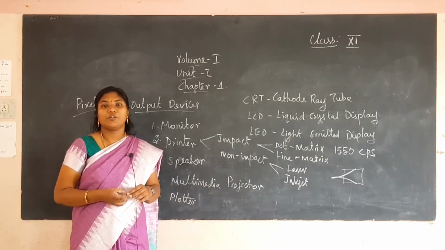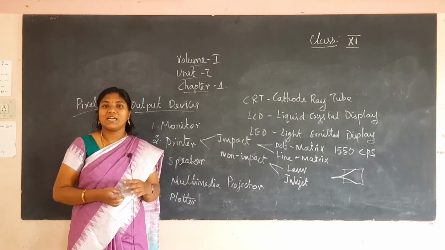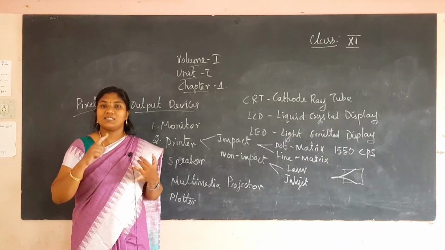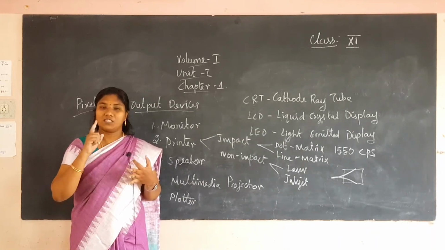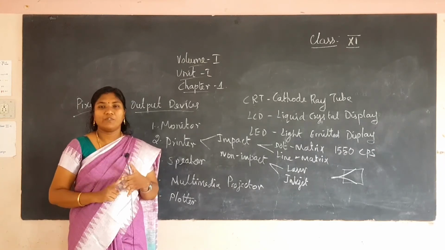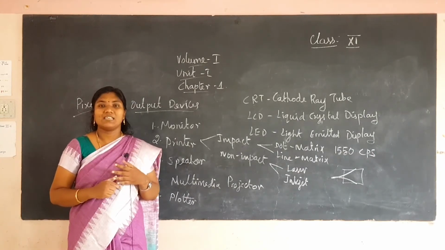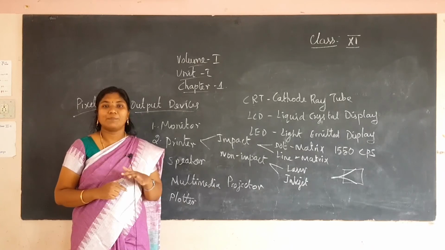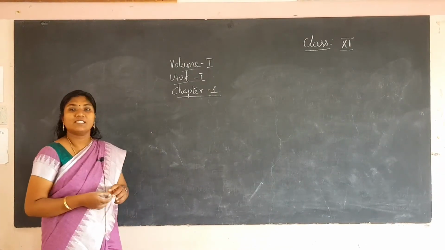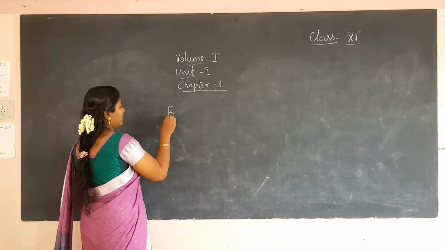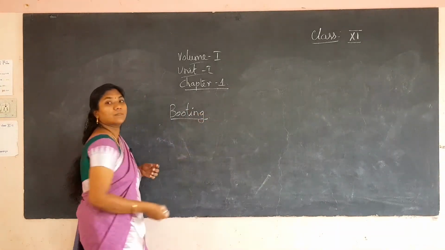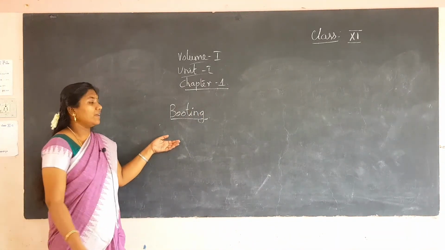Next we are going to see booting. In this chapter, from the first we have learnt about the generations of computers, what data and information are, the components of a computer, then input devices and output devices, and the last one is booting. With this, the chapter gets over. So the next concept is booting.